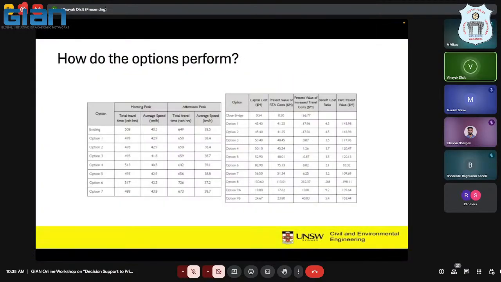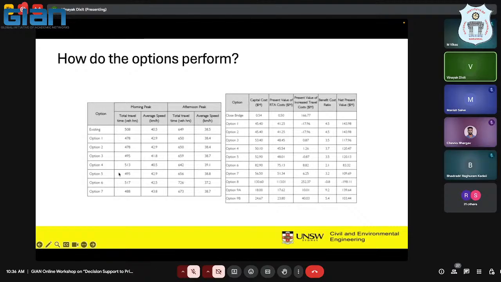So there is an existing option where in the morning peak, your total travel time is 508 vehicle hours. That is the total number of vehicles multiplied by the travel time, right? So if the travel time was 30 minutes, then you would have 1,116 vehicles. Then your average speed is 40.5. In the afternoon peak, your total travel time in vehicle hours is 649 with an average speed of 38.5.